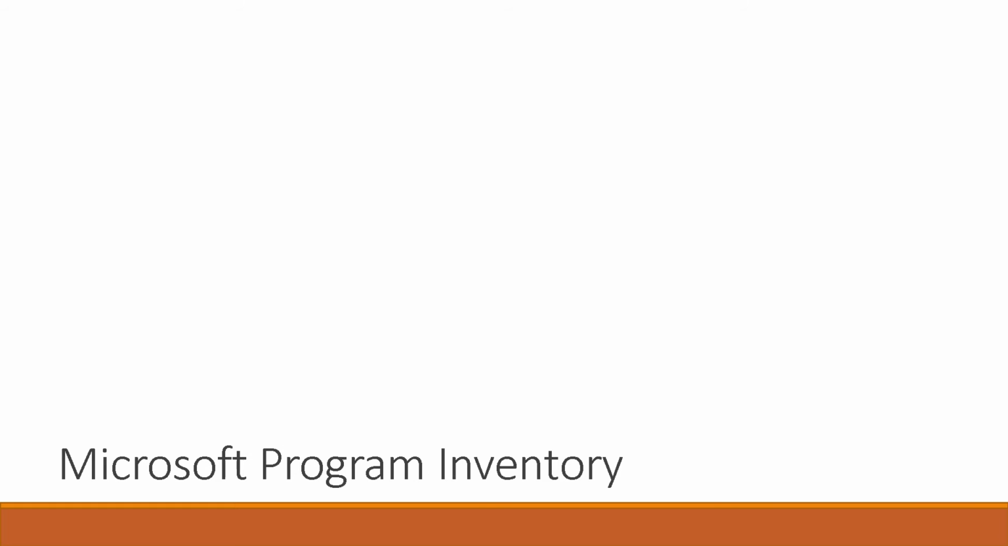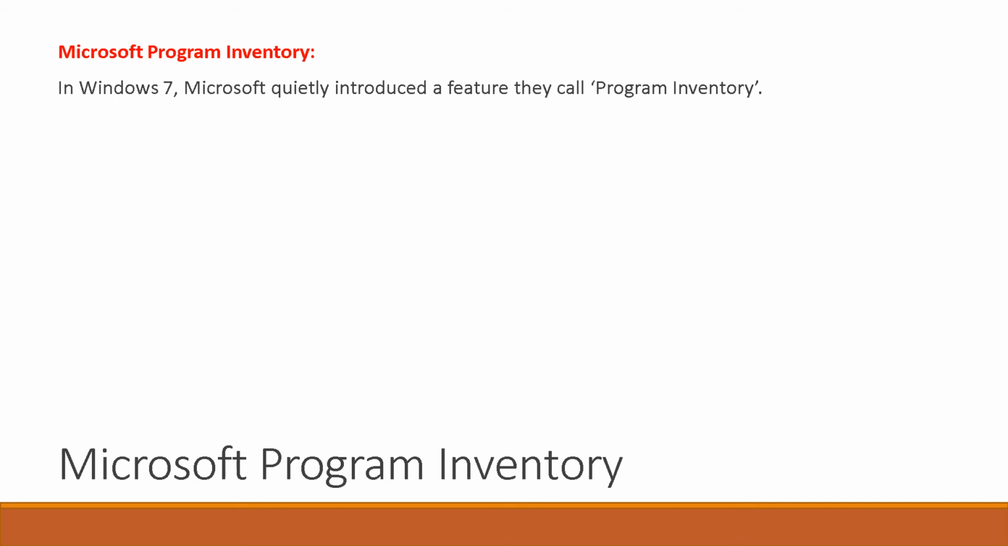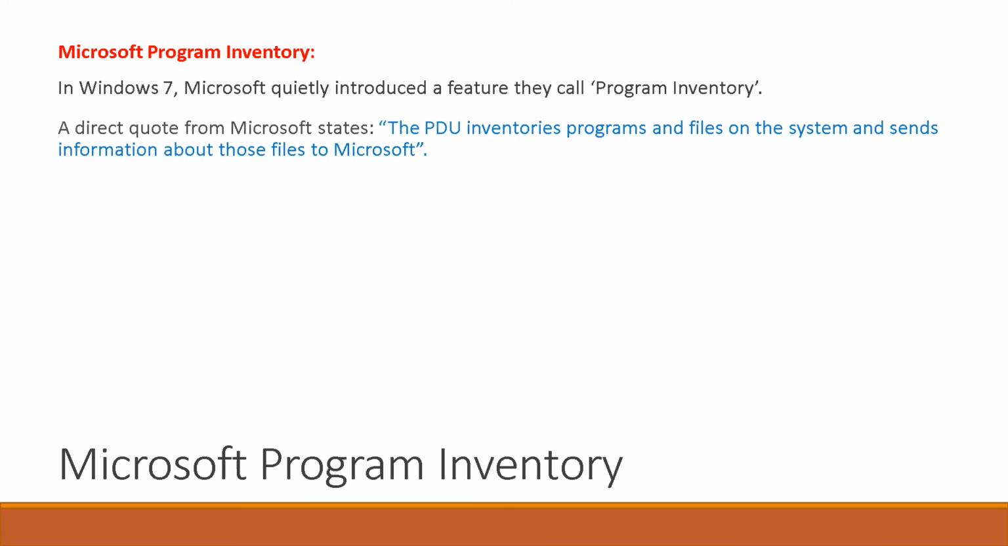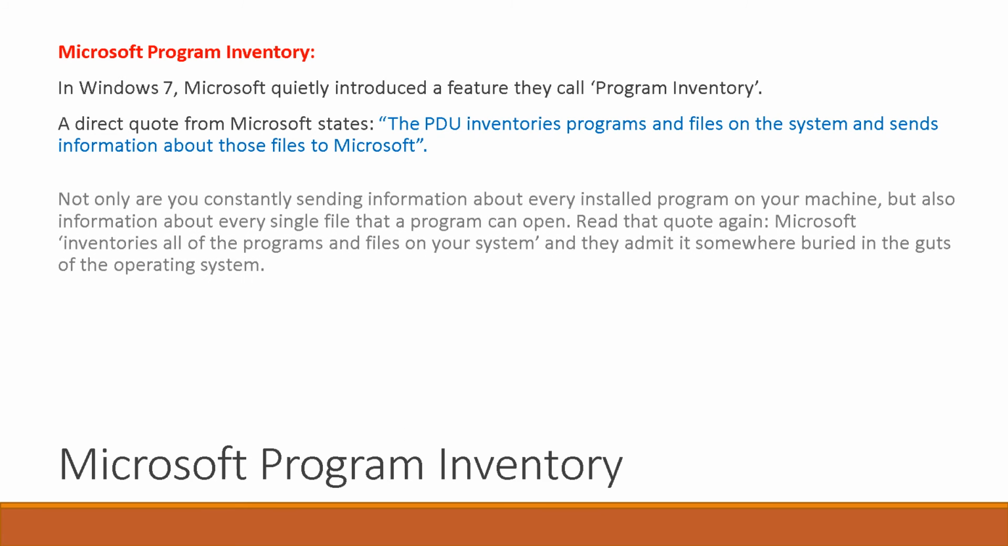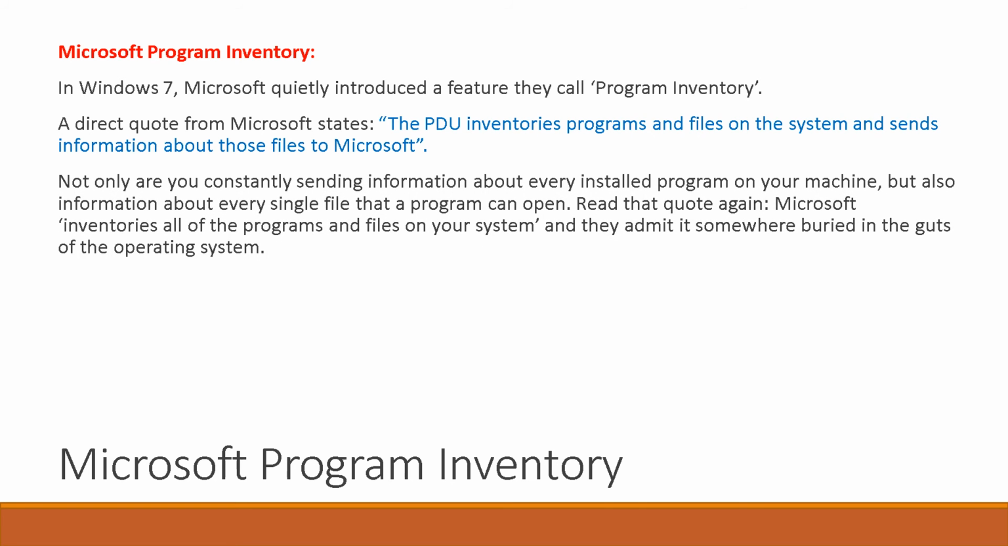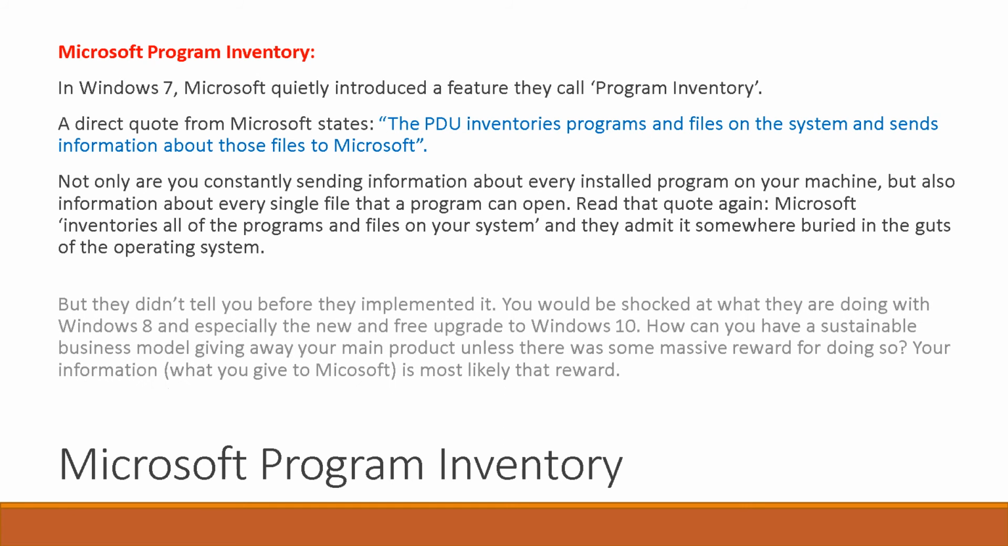Microsoft Program Inventory. In Windows 7, Microsoft quietly introduced a feature they call Program Inventory. A direct quote from Microsoft back then stated, "The PDU inventories programs and files on the system and sends information about those files to Microsoft. Not only are you constantly sending information about every installed program on your machine, but also information about every single file that a program can open." Read the quote again. Microsoft inventories all of the programs and files on your system, and they admit it somewhere buried in the guts of the operating system. But they didn't tell you before they implemented it.